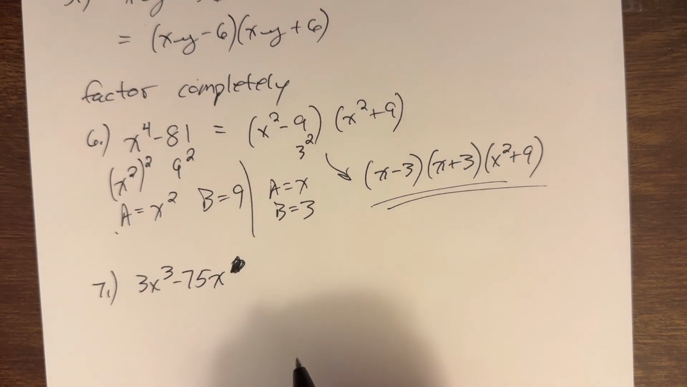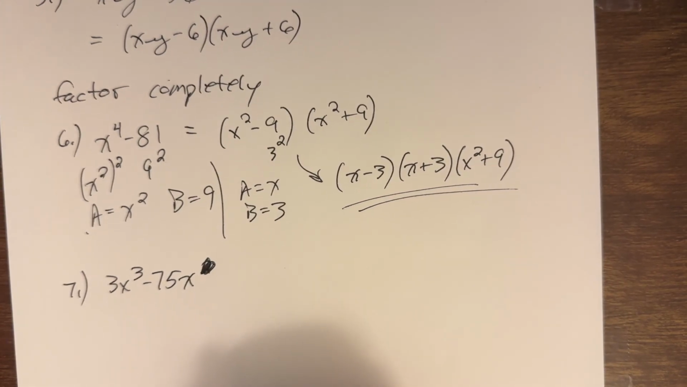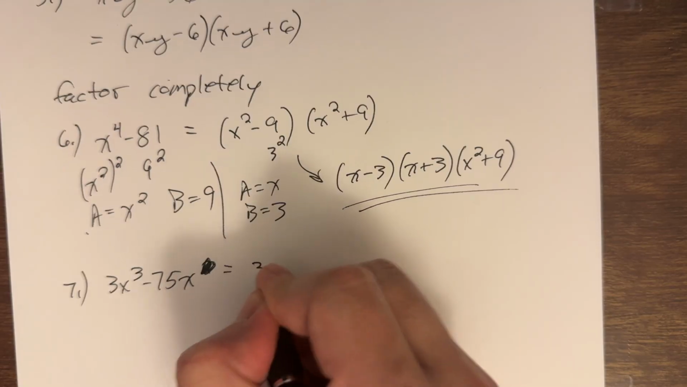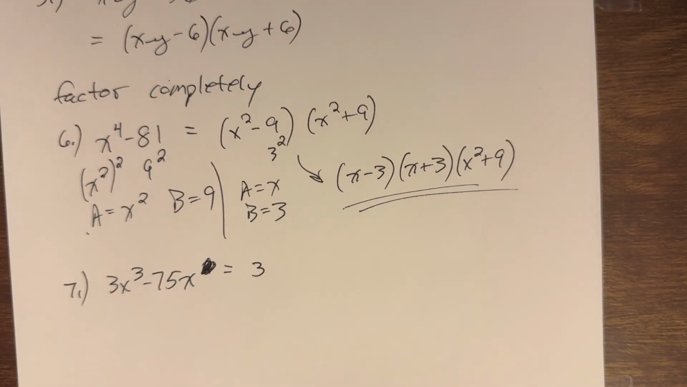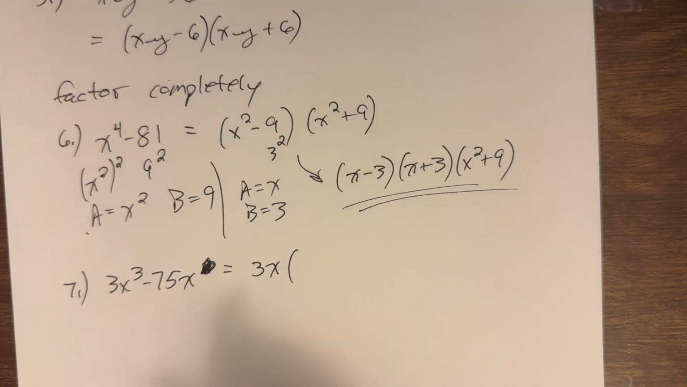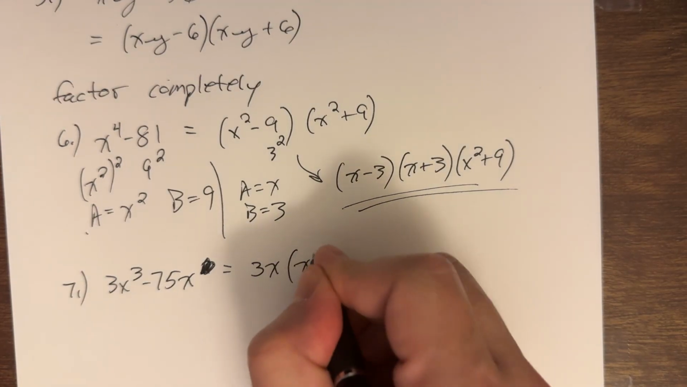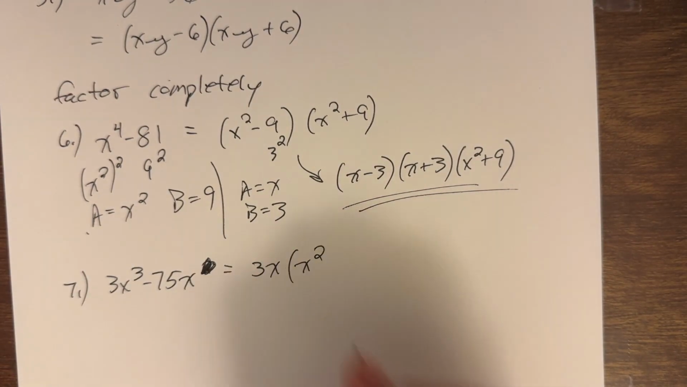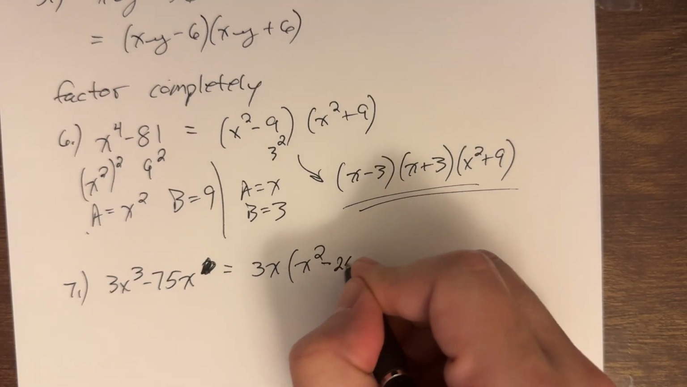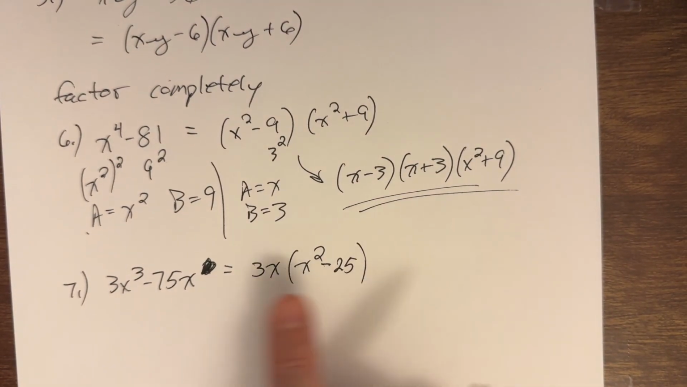But then I remember, no. First things first, is there a GCF? Is there a greatest common factor? And there is a greatest common factor here. 3 and 75 have a common 3. X cubed and x have a common x. 3x comes out. X squared left here. 3x comes out. Minus 25 is left here.